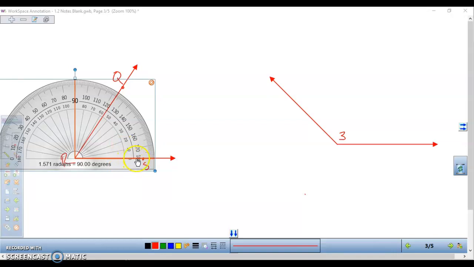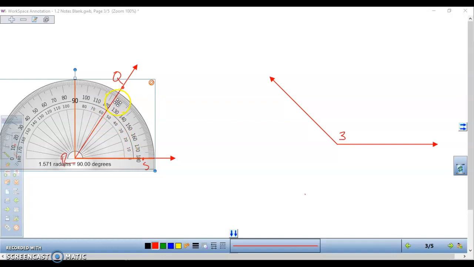Now I know that there's two numbers here. If you look at this, you'd be like, well, is it between 50 and 60 or between 120 and 130? And the way you figure that out is, is the angle smaller or bigger than a 90 degree angle? And this one is smaller than 90 degrees. So I'm going to start at 0 and go 10, 20, 30, 40. So it's somewhere between 50 and 60 degrees.